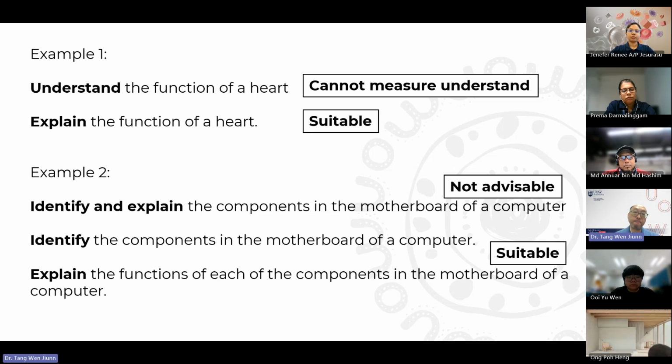Second example here: identify and explain the components in the motherboard of a computer. Is this okay? I have identified, I have explained. It seems that I use all the verbs, so is this suitable? What do you think? Prema, you mentioned that combining two components is confusing, and we should split into two instructions.